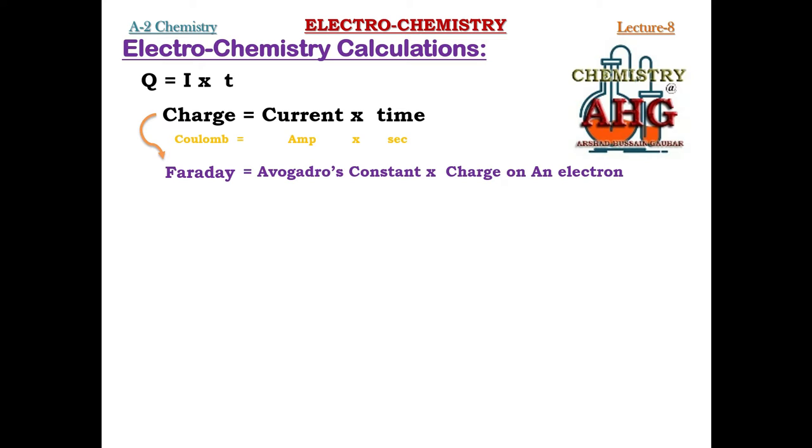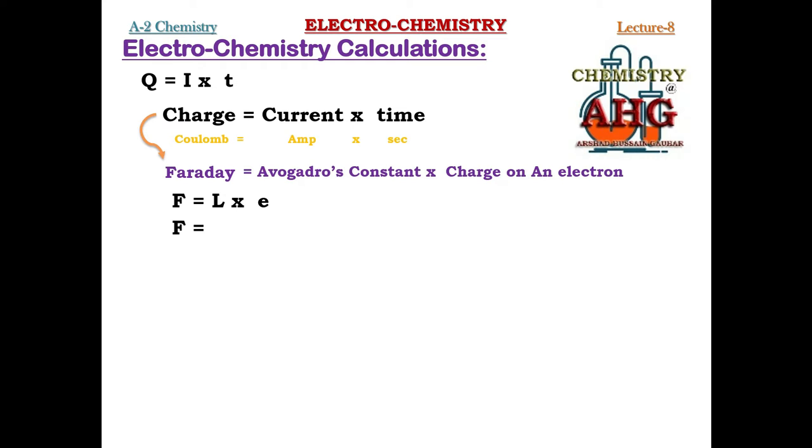Mathematically, in symbolic form, how can you express this relationship? Faraday's symbol is capital F and it is equal to L. Capital L is the symbol for Avogadro's constant and E is the charge on an electron. So mathematically you can remember F is equal to LE. Now using this mathematical relationship you can also calculate the numerical value for 1 Faraday. How is that? Simply you will have to insert the numerical value of Avogadro's constant and charge on an electron. So you will come to know what is the numerical value of 1 Faraday.